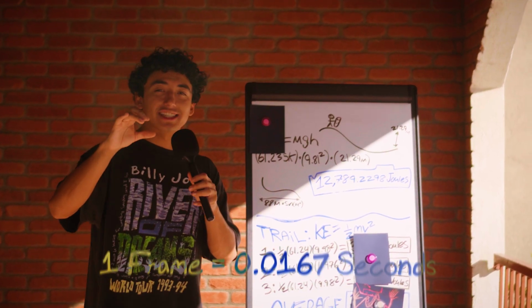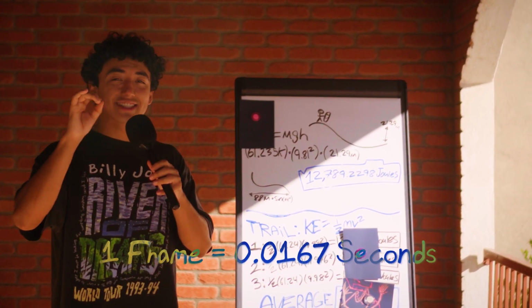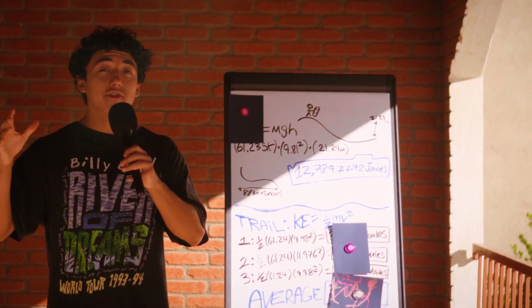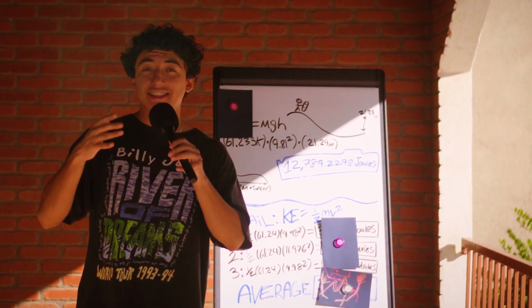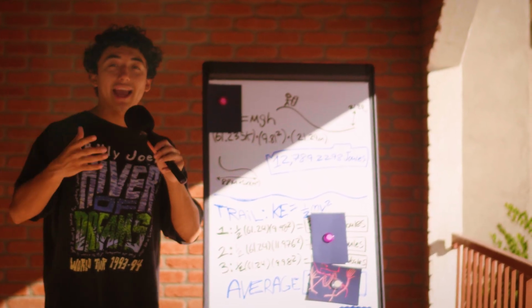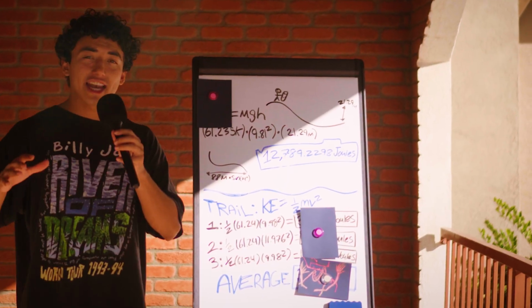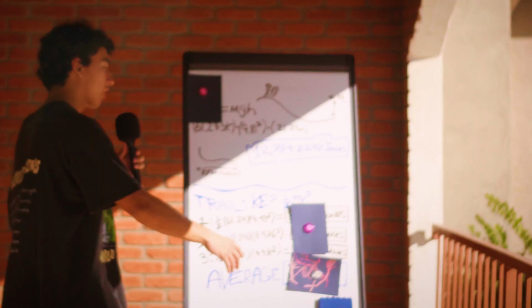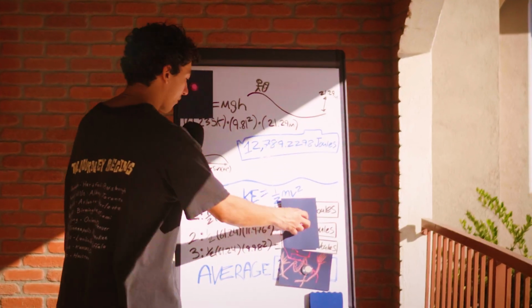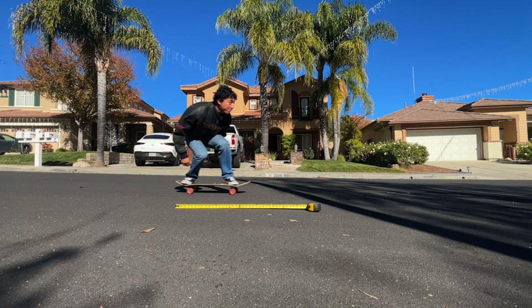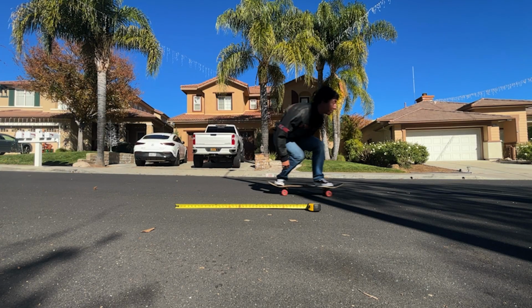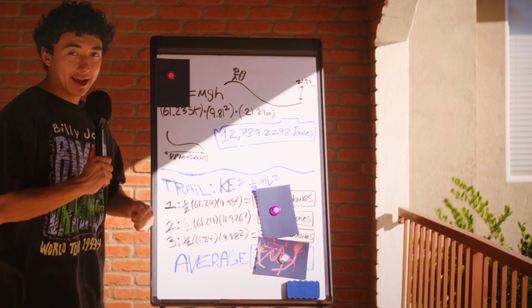Each frame is about 0.0167 seconds. So however many frames in theory times that number should get me how fast I'm going. So we took that number and then made it into meters per second, which is how we have our velocity squared. So in this case, in the first trial, it took me 6 frames to get past the meter stick. So in that case, I would be going 9.98 meters per second.